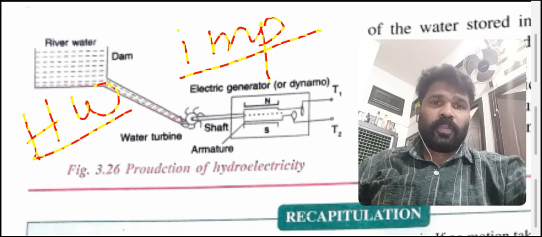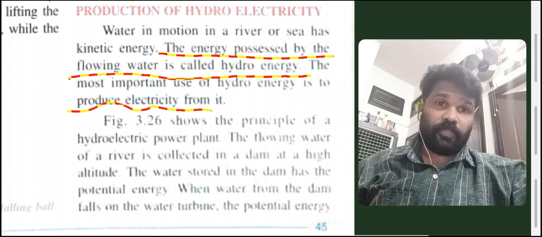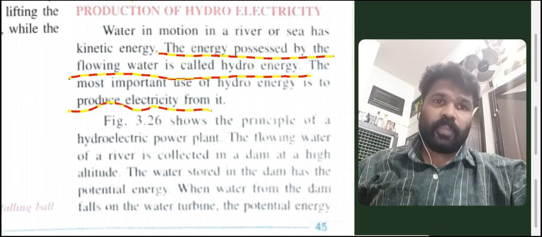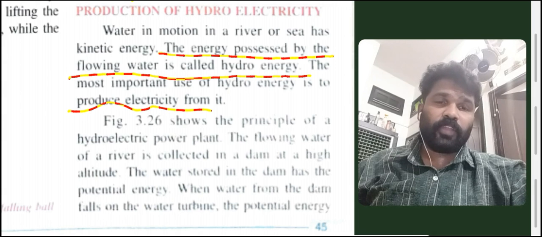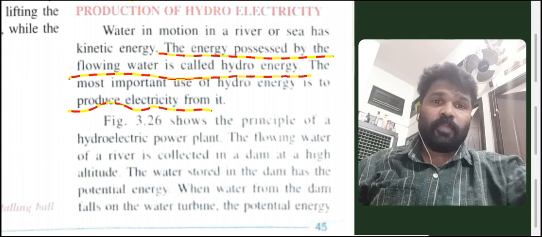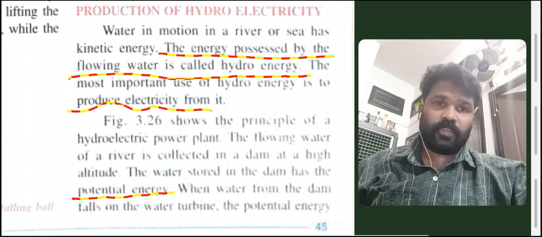Okay students, in figure 3.26 we can see the principle of a hydroelectric power plant. The flowing water of a river is collected in a dam at a high altitude. The water stored in the dam has potential energy.